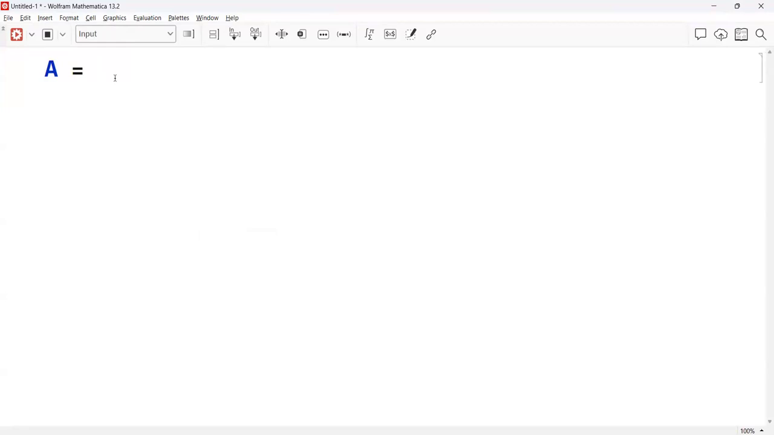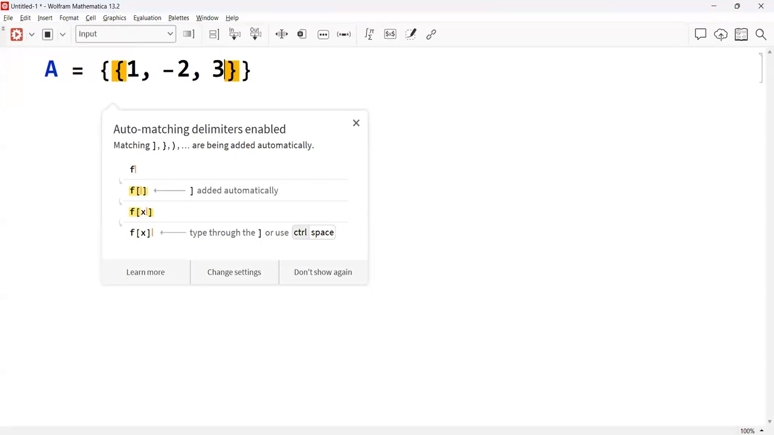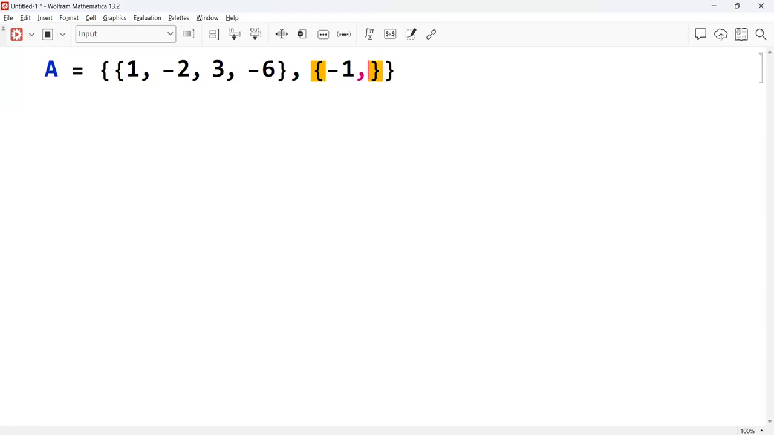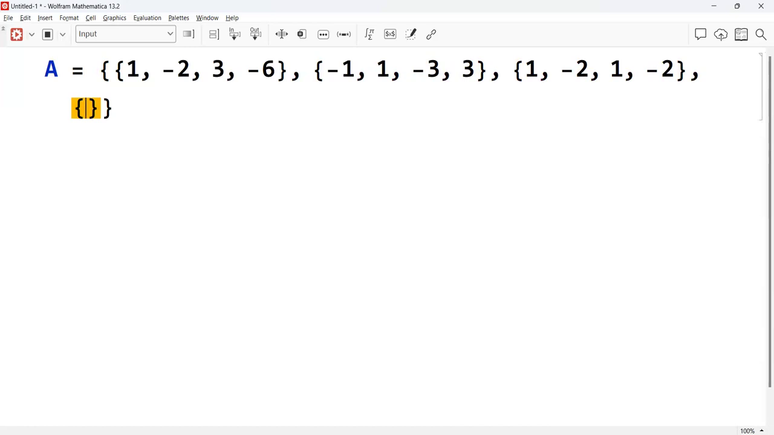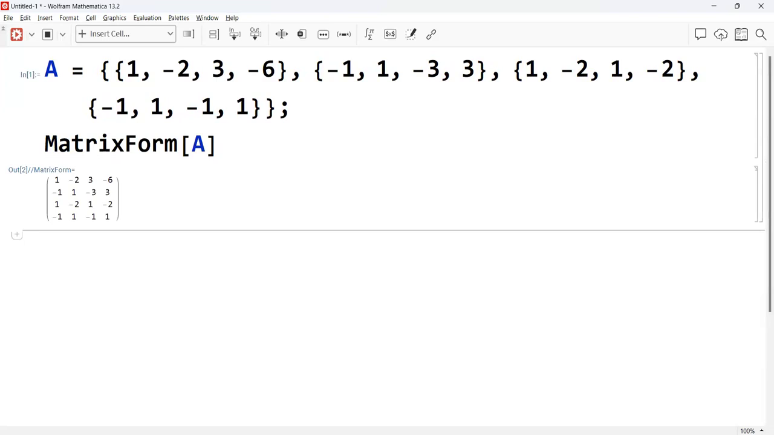Okay. All right. So my matrix now is going to be: the first row is 1, negative 2, 3, negative 6. The next row is negative 1, 1, negative 3, 3. The next row is 1, negative 2, 1, negative 2. And then the last row is negative 1, 1, negative 1, 1. And it's nice that I actually have this in front of me. And then matrix form A. And that should be our matrix.